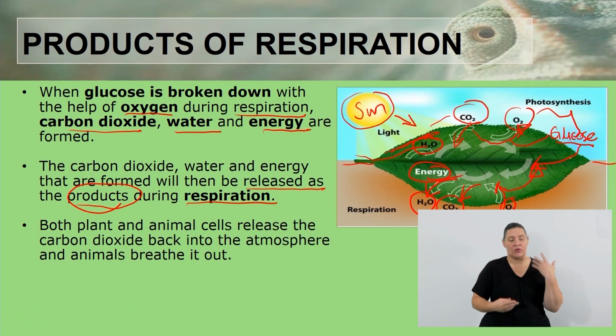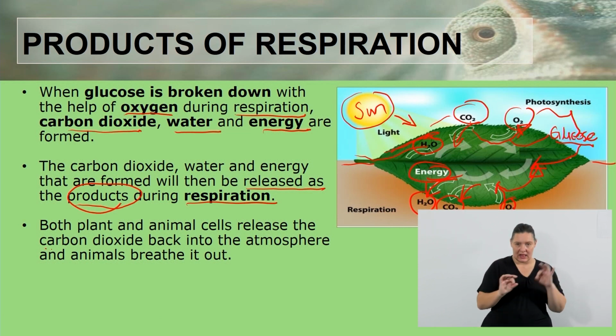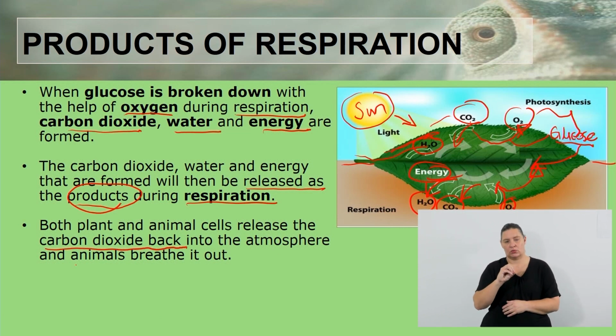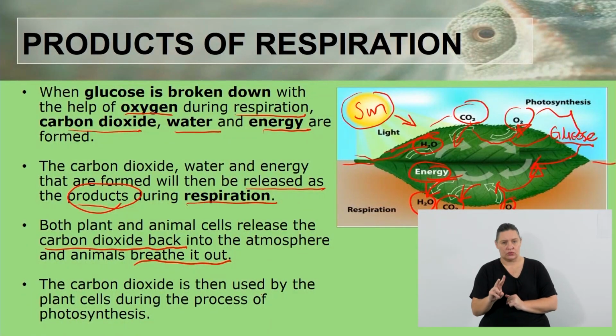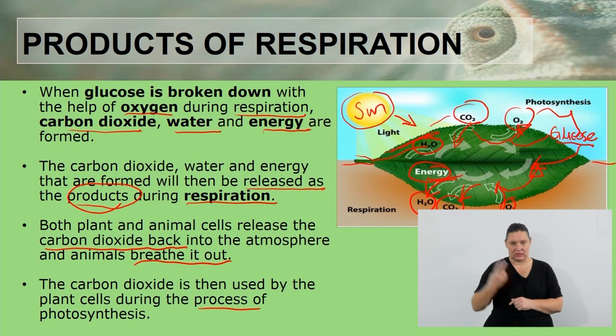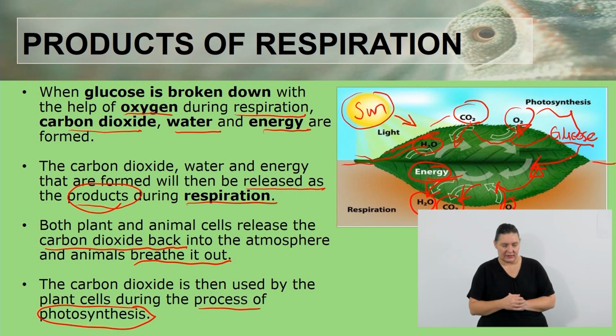So both the animal and plant cell release carbon dioxide back into the atmosphere, and animals breathe it out. So during respiration, carbon dioxide is released back into the atmosphere. But during photosynthesis, carbon dioxide is taken in the plant. So we should not confuse that. The carbon dioxide is then used by the plants during the process of photosynthesis, just like we have clarified.